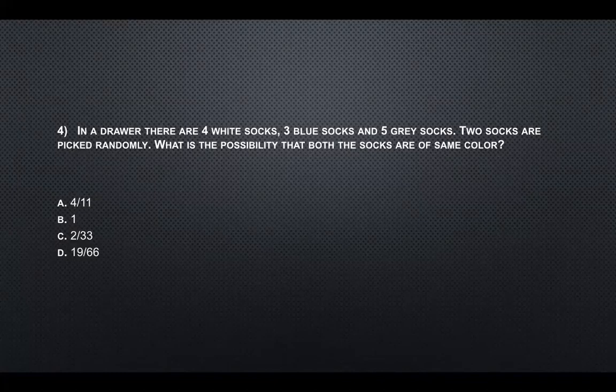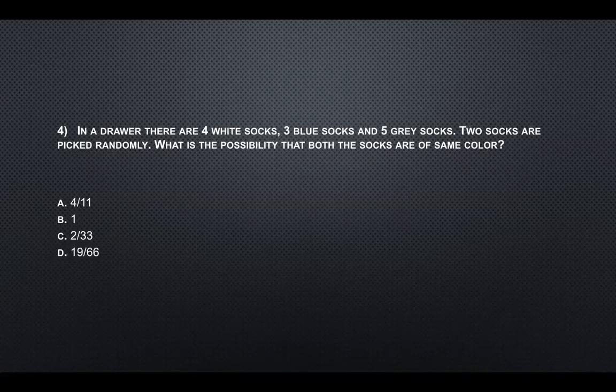Now coming to the numerator. Numerator has the total number of favorable outcomes. And according to the question, we need to find out the possibility that both the socks are of same color. Same color, so it means I need both the socks to be either of white color or blue color or gray color. So the word or is coming here, right? So basically we will count the cases for white, we will count the cases for blue separately, we will count the cases for gray separately, and we will add them. We'll add all the three because the word or is coming here, right?